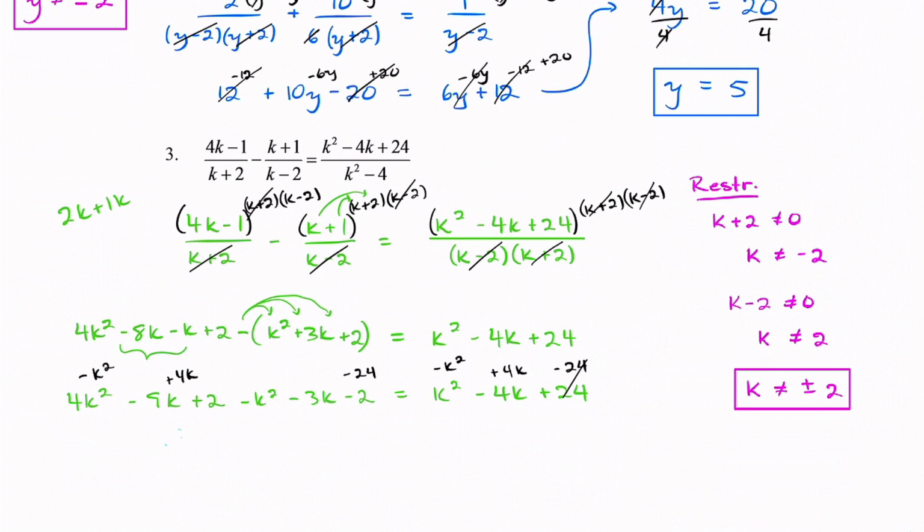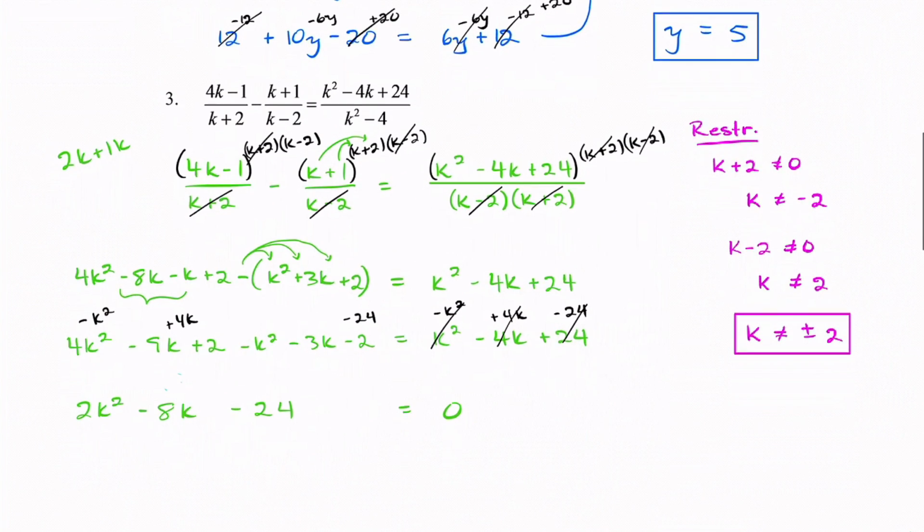So on the right, all of these are going to cancel, and the only thing I have over there is now a 0. On the left, I got a 4k squared minus a k squared, so that's 3k squared, and then minus another k squared, that is going to be 2k squared. For my k values, I got minus 9k plus 4k, so that's minus 5k, minus another 3k, so that's minus 8k. And then for my constant terms, I got a plus 2 and a minus 2, so those will cancel out. And then there's just a minus 24, so we got minus 24.